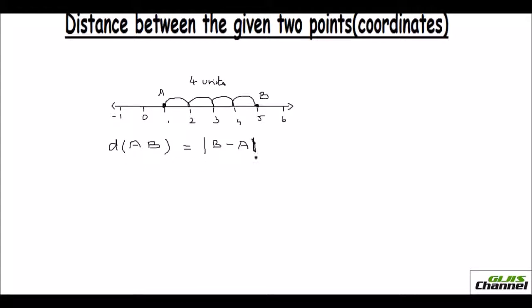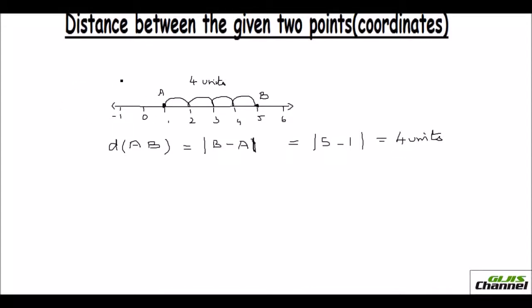Now, say in this example, your B is 5. 5 minus 1, absolute value of 5 minus 1 is 4, and you got 4 units. So here we use the absolute value because the distance can't be in negatives. So you take only the positive values of the answer, okay?